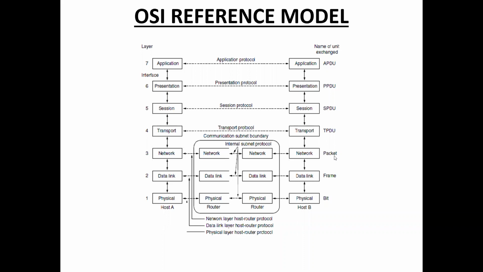The transport layer also provides the acknowledgement of successful data transmission. If there is any error, then it retransmits the data. Suppose sender A sends data to the receiver, then the receiver sends the acknowledgement to the sender: yes, the data is received. If there is any error, then the sender resends the data. That is a function of the transport layer.